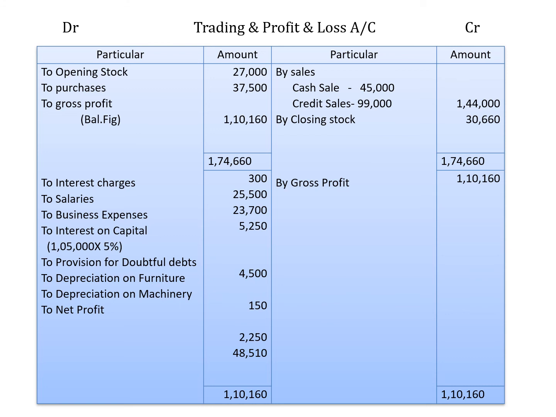So when we close the PL account, we get 1,10,160 towards the credit side. Take the same total towards the debit side. The balancing amount that you get is 48,510. This is nothing but net profit. So the credit side is more, we get a net profit of 48,510. This we should take to adjust in the balance sheet. This is how we prepare the trading and PL account.